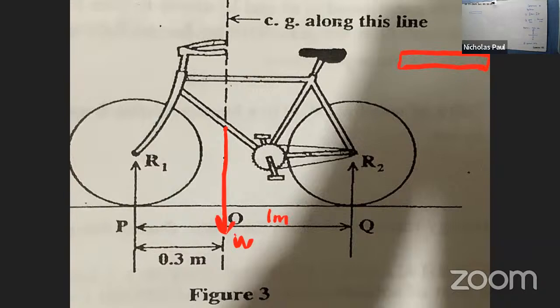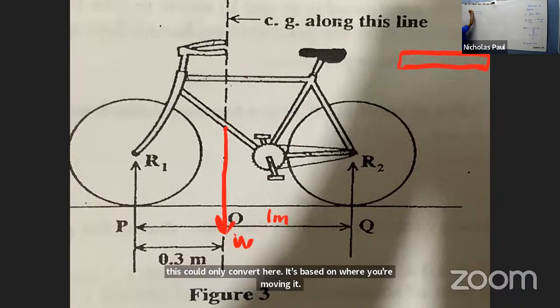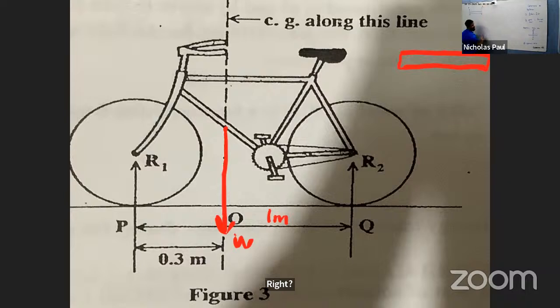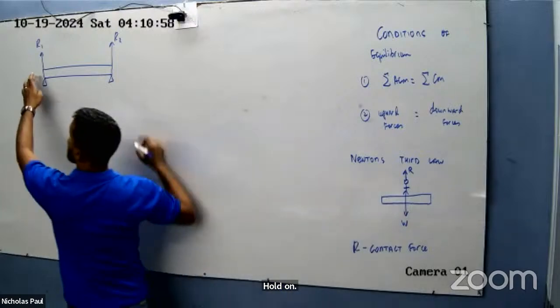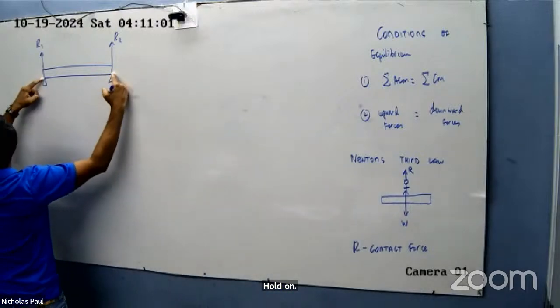Most of you all got a diagram, right? I'm going to show you the diagram now. This could only pivot here, and this could only pivot here. It's based on where you're moving it, right? R1 acting here, R2 acting here. So R1 and R2, if you want to put the pivot, put it underneath there.